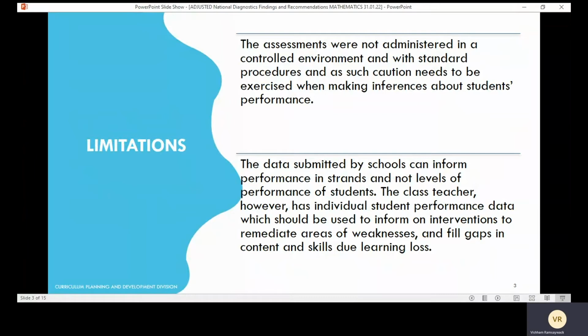The data submitted by schools can inform performance in the mathematical strands and not levels of performance of students. The class teacher, however, has individual students' performance data, which should be used to inform interventions to remediate areas of weakness and fill gaps in content and skills due to learning loss.